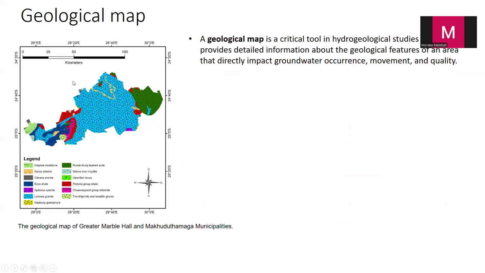The other map, which is very important, is the geological map. A geological map is a critical tool in hydrogeological studies. Why? Because it provides detailed information about the geological features of an area. These geological features affect the groundwater occurrence, the movement, and the quality. That is to say, the contamination, the movement, the permeability, and the groundwater occurrence.